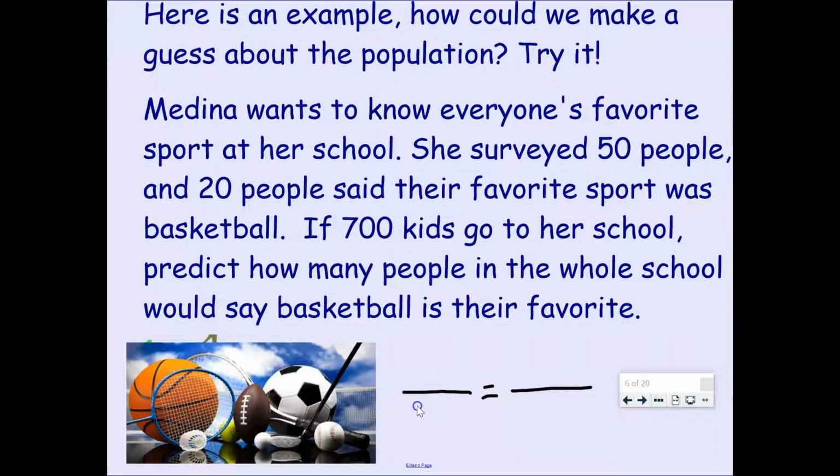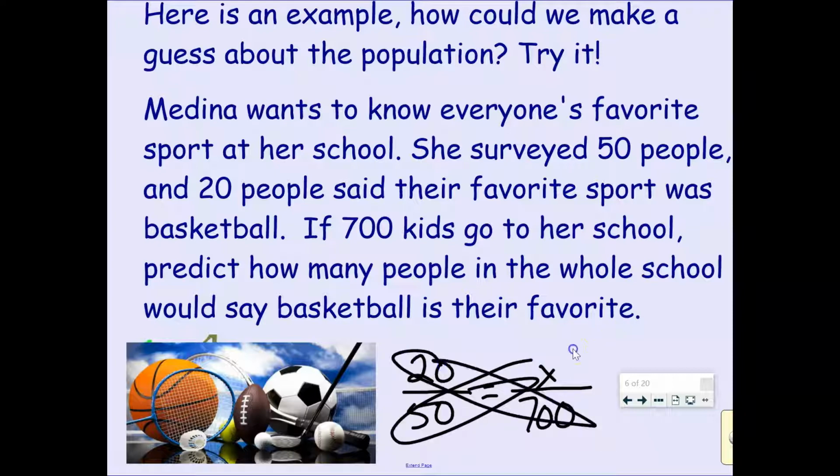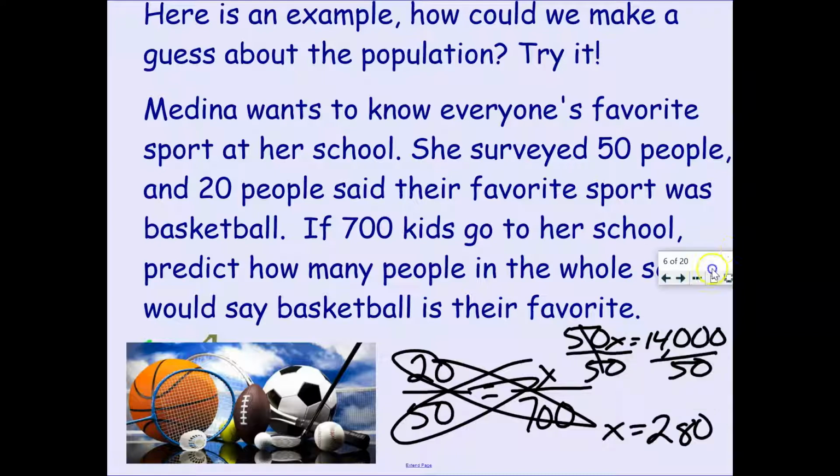So for example, she surveyed 50 people total, and 20 of them said they liked basketball. That was their favorite. So here's our sample over here: 20 out of 50 say basketball. So we want to know how many out of 700 like basketball. And then we have a proportion that we can solve where we do the whole loopy-loop butterfly thing, and we get 50x equals 14,000. And then we would just divide by 50 on both sides to get a final answer. So when we do the math, we find out when we divide by 50 that x equals 280. So we can predict that about 280 students out of 700 will say basketball is their favorite.